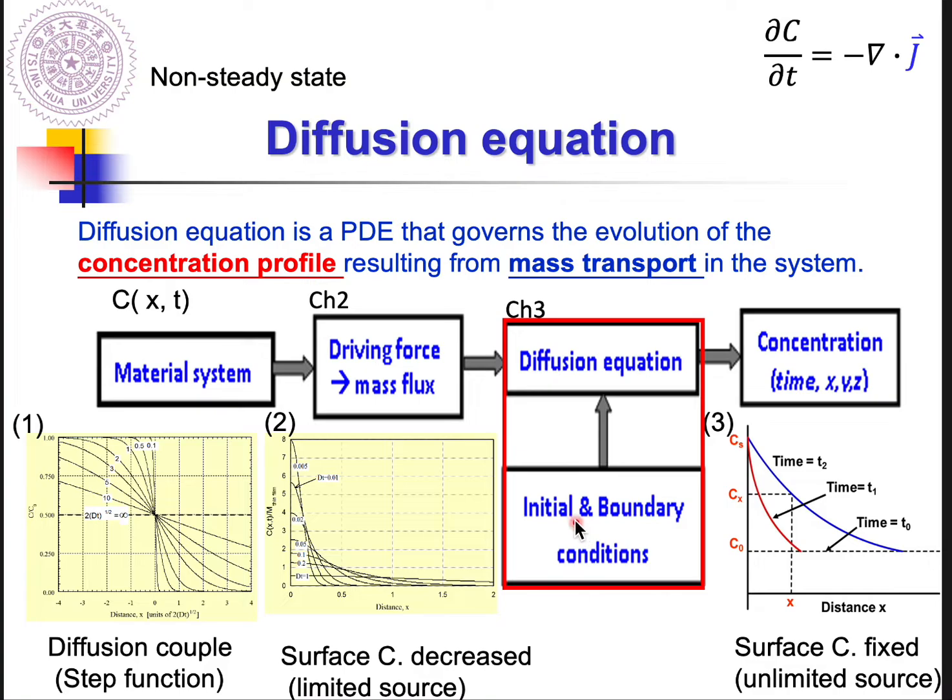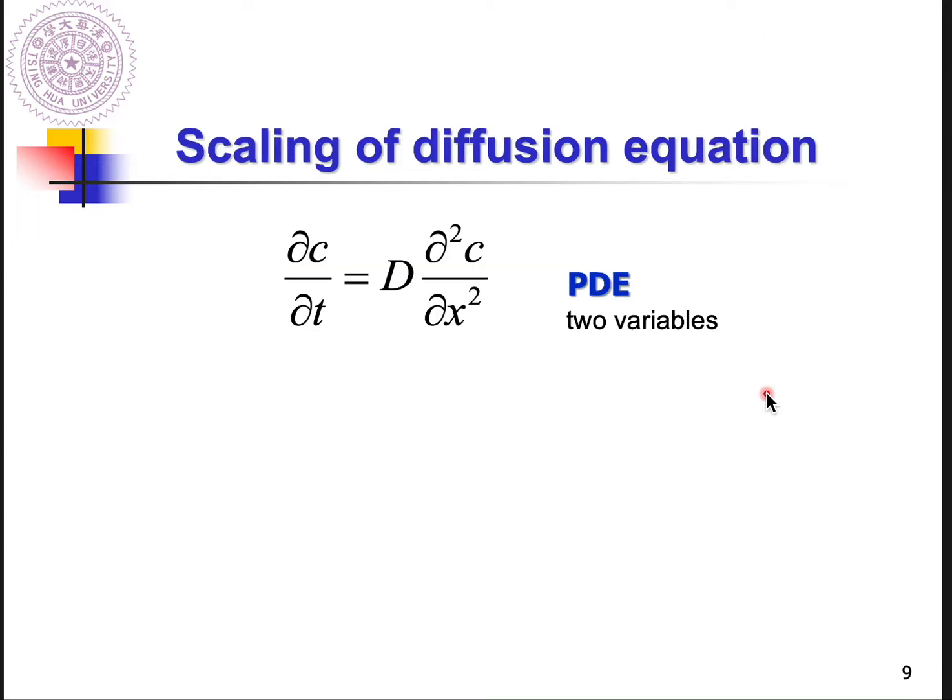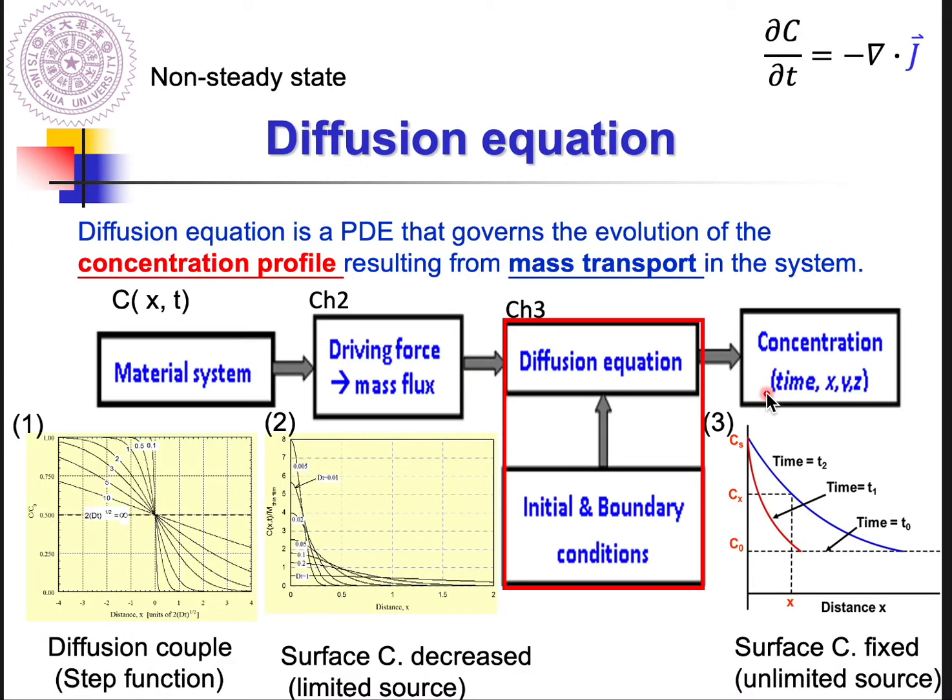And the point would be you need to find the initial and boundary conditions to solve this diffusion equation, and you can get a concentration profile as a function of location and time. Okay, so let's start from the diffusion equation.